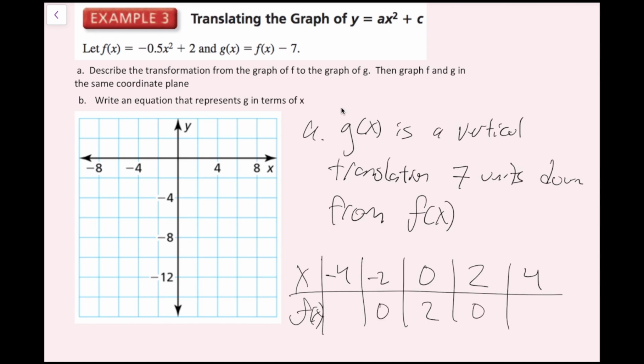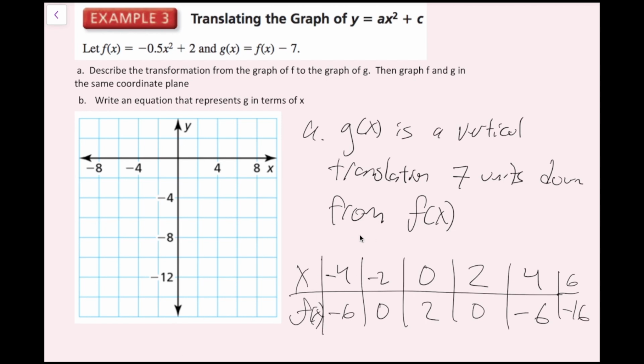Then I get a 0 here. And then over here, I get 4. 4 squared is 16. 16 times negative 0.5 is -8. -8 plus 2 is -6. And I'm going to see if I can fit one more on here. If I do 6. 6 squared is 36. 36 times negative 0.5 is -18, plus 2 is -16. So that will fit here. That'll go right here. So I'm going to put that down. And then that will fit over here on the other side of my table.